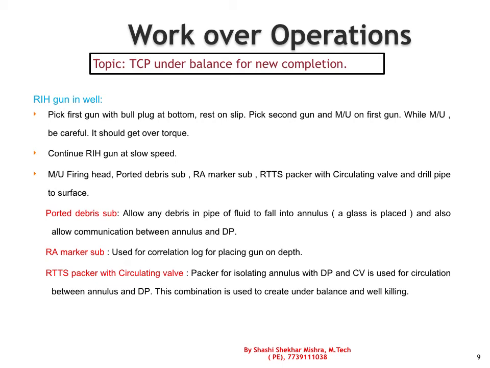Then the RA marker sub is used as a position lock for placing the gun on depth. The RTTS packer is for isolating the annulus from the drill pipe, and the circulating valve is used for circulating fluid between the annulus and the drill pipe. In combination, they are used to create underbalance and well killing.